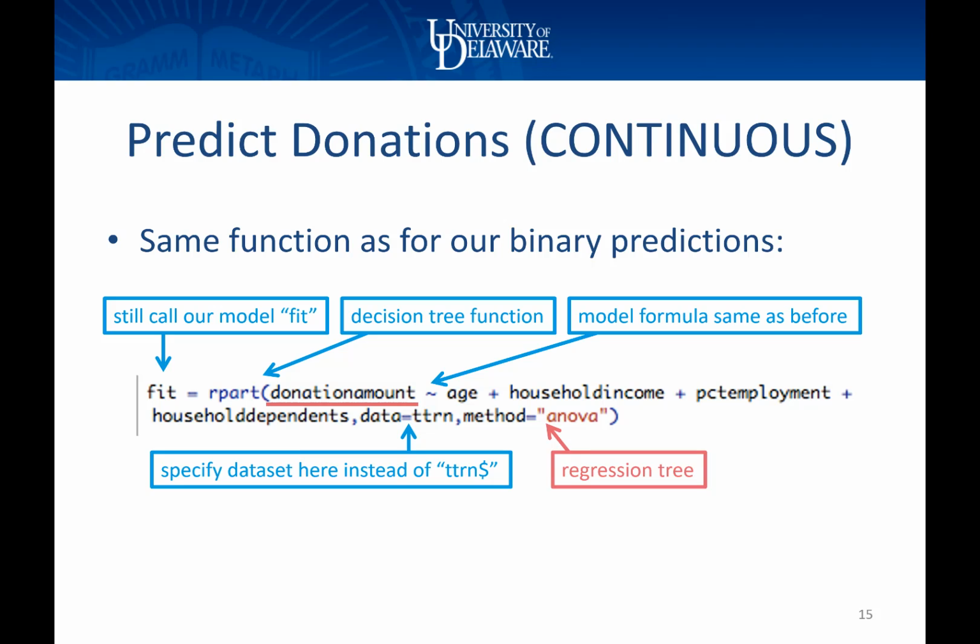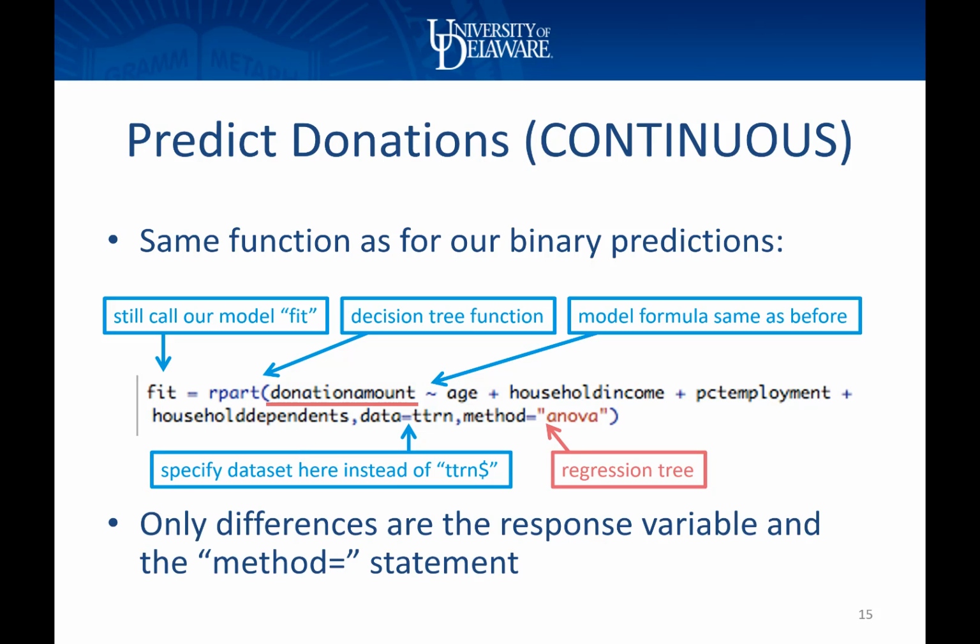Before we used method equals class for a classification tree. ANOVA means analysis of variance. It's a very common terminology. Why we're using it here, I'm not exactly sure, but I can tell you that when functions are open source, the way R is, different people assign different meanings according to what they think is the most obvious, meaningful thing, but that's not going to be obvious and meaningful to everyone. So for a classification tree, we use method equals class. For a regression tree with a continuous outcome like this one, we use method equals ANOVA. So the only differences are the response variable and the method equals statement.